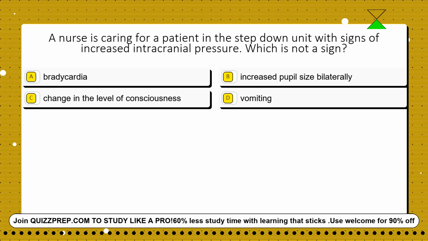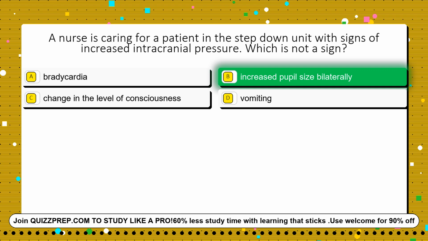Question 73. A nurse is caring for a patient in the step-down unit with signs of increased intracranial pressure. Which is not a sign? Option A, bradycardia. Option B, increased pupil size bilaterally. Option C, change in the level of consciousness. Option D, vomiting.